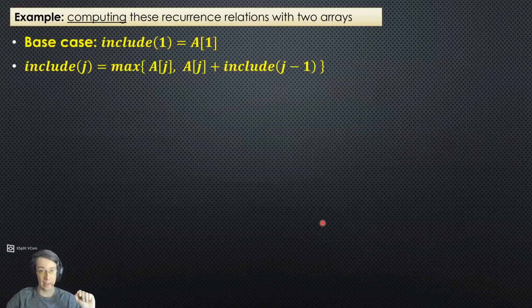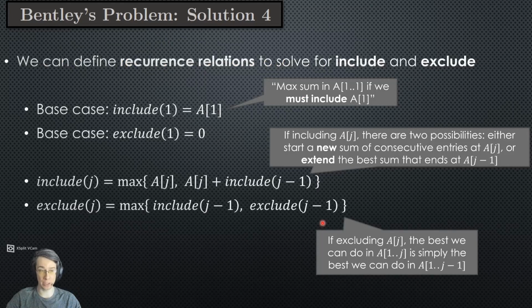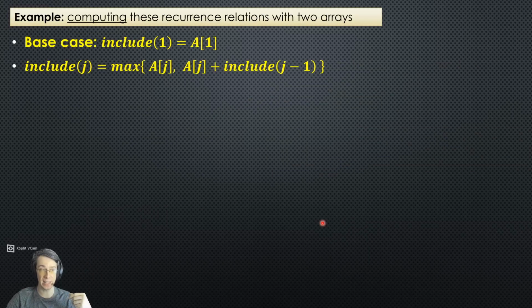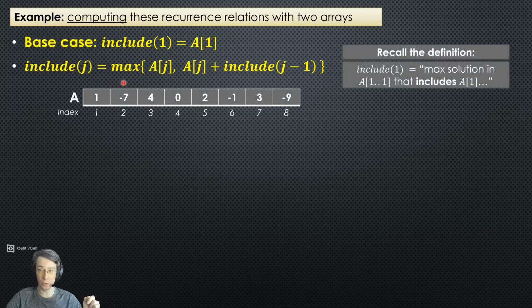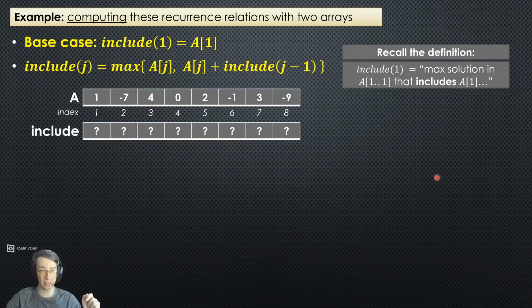Okay, now we can compute these two. So that's defining these recurrence relations, which I claim implement the defined mathematical objects that I introduced a couple slides back. So I claim that this recurrence relation is a solution, a mathematical solution, to produce the mathematical objects that we desired on the previous slide. Now we can actually compute these numbers using two arrays. So if you recall the base case and the include j definition, I'm going to show you how we can compute these recurrence relations.